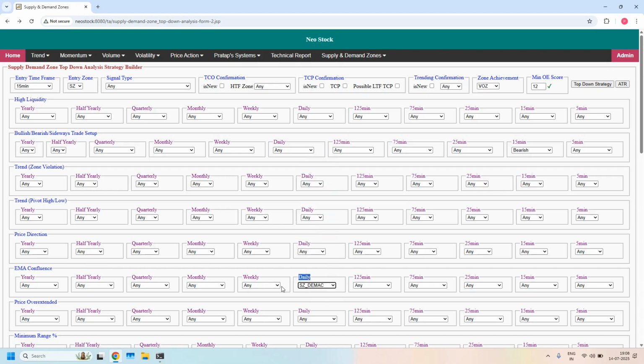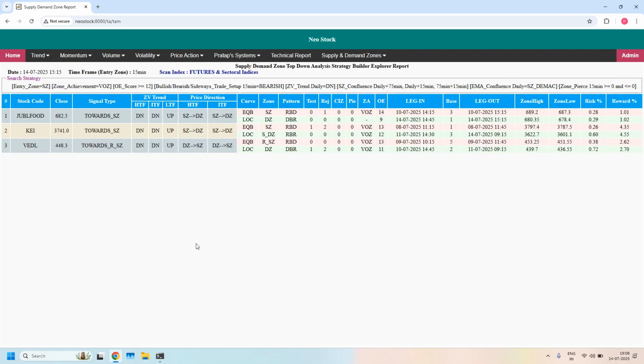Daily supply zone with daily EMA. At the same time, trend on the daily should not be sideways. It should be downtrend because it is bearish trade setup. We got 3 stocks. In all the 3 stocks, the daily trend is downtrend and the daily supply zones are having daily EMA. Inside the daily, 15 minute supply zones are overlapped. That way these 3 zones are having more high probability to get success.